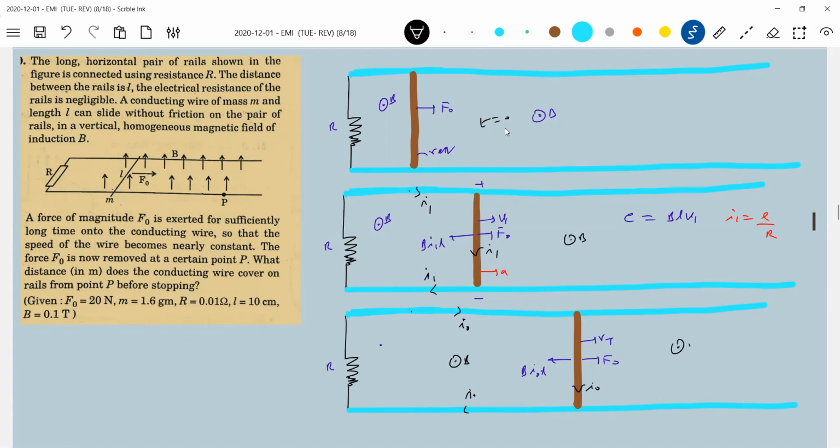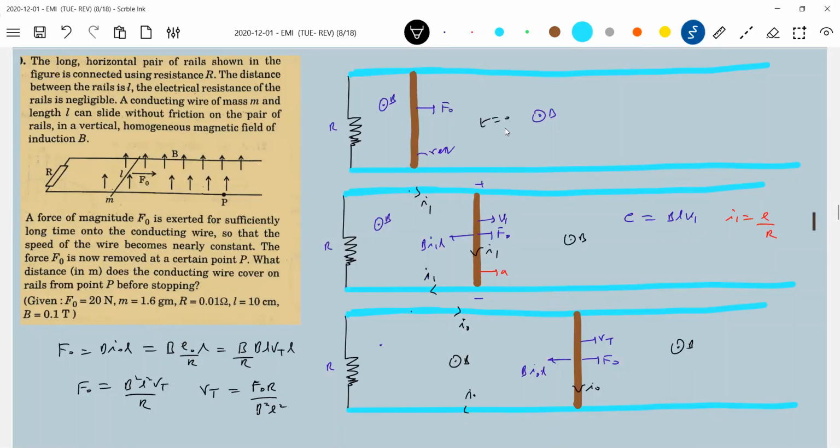Okay, now you get into the problem. What we have to do: F naught equals B I naught L. What is I naught? I naught should be equal to E naught by R. What is E naught? B L times the terminal velocity. I think you know this formula directly, you can start from here. So what is the terminal velocity? It is F naught R by B square L square.